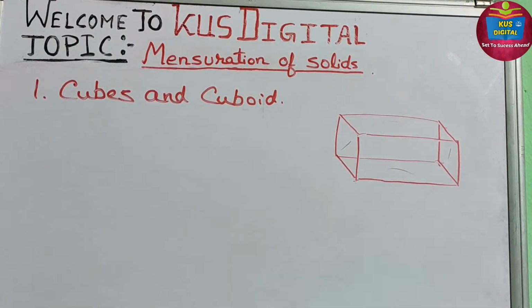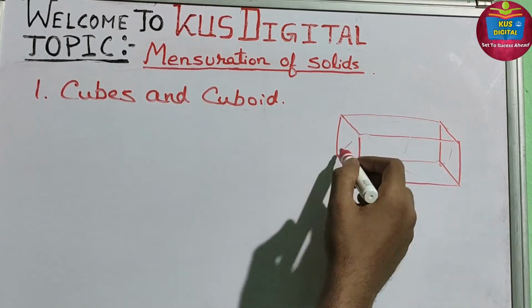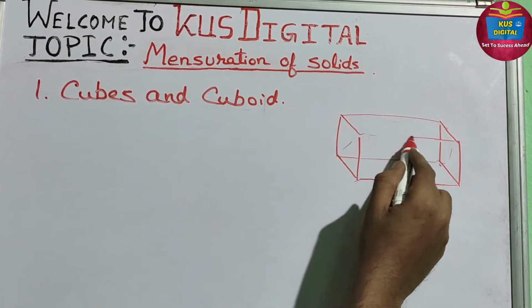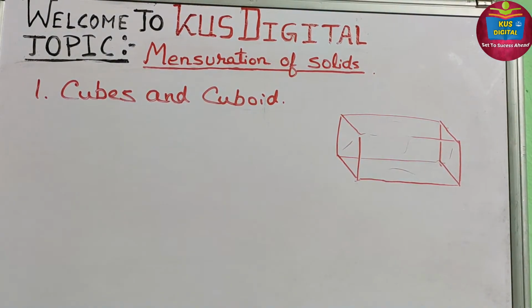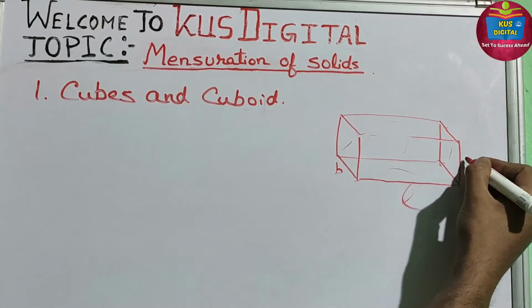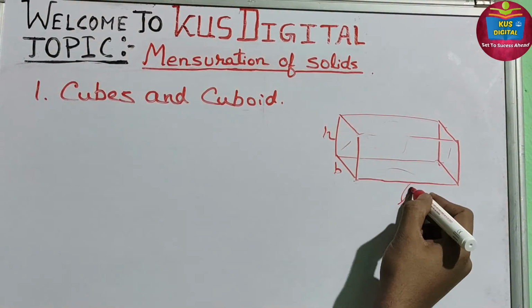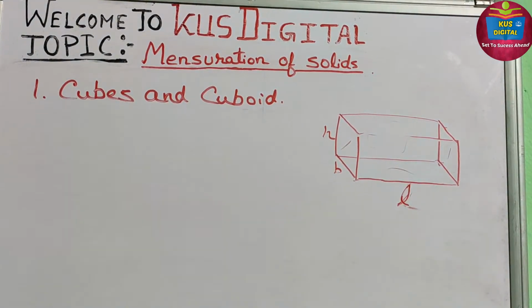This surface and its opposite are equal in area and parallel to each other, and the same goes for this outer surface and that surface. So this is the basic difference: a cuboid has length, breadth and height, each one different. In a cube all three are the same. This is the basic difference between cube and cuboid.